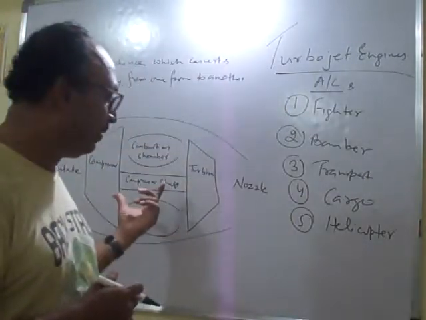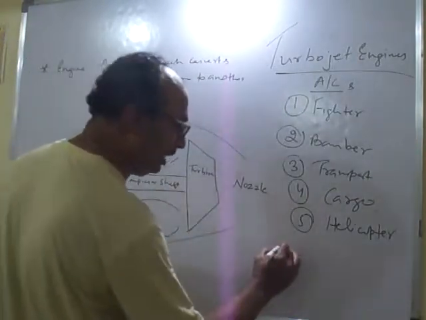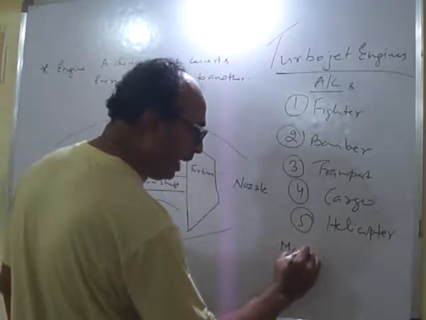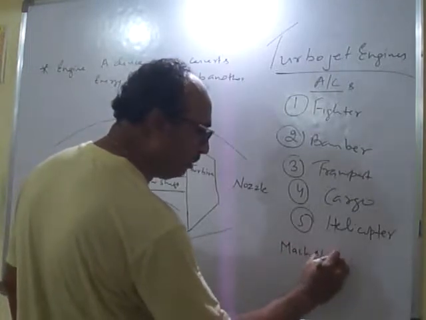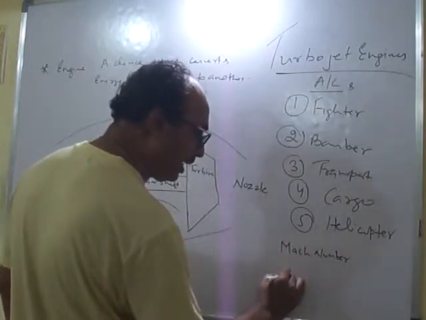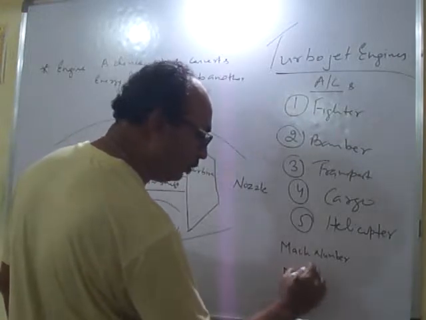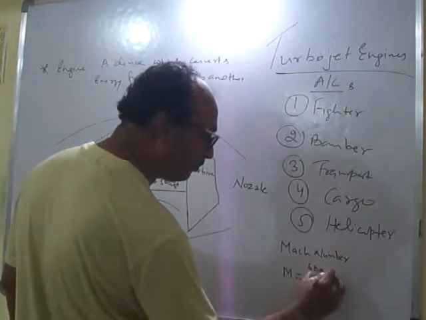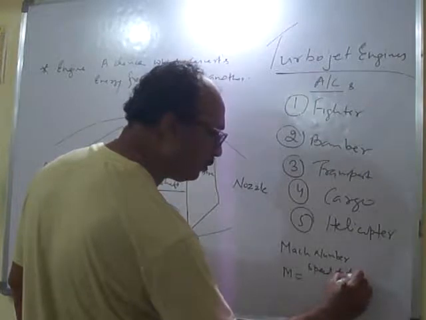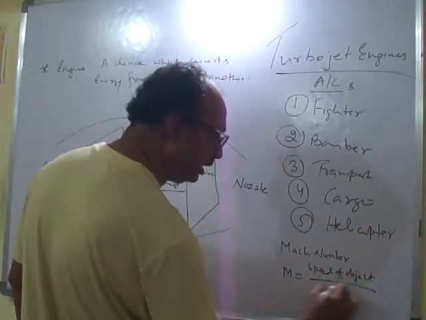The speed of an aircraft is measured in the form of Mach number. So what is Mach number? You can say it is the speed of the object divided by the speed of sound.